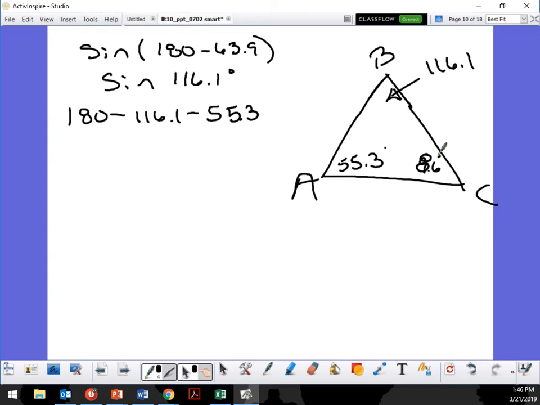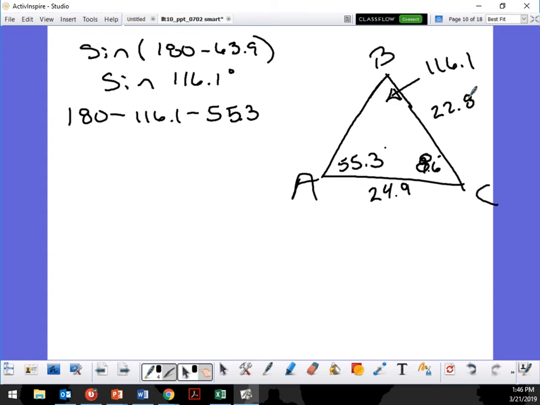Okay, so let's put our values in that I know. What was little b? 24.9. What was little a? 22.8. Like that? Yeah. Okay, so let's see.